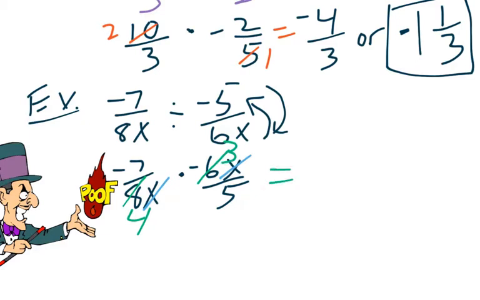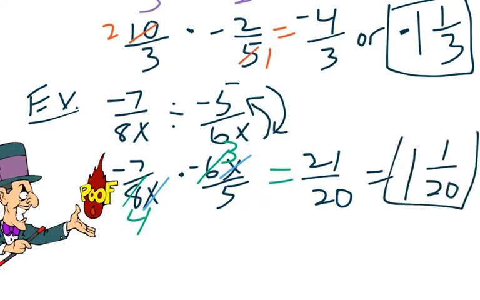Multiply across. We have an even number of negatives. So our answer is positive. So 7 times my 3 gives me 21. 4 times my 5 gives me 20. And 20 will go into 21 one whole time. 1 is left over out of 20. So it's 1 1/20.